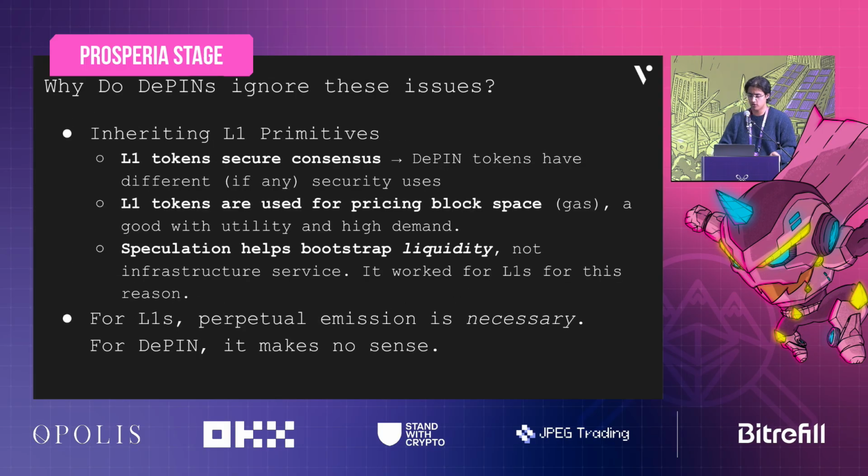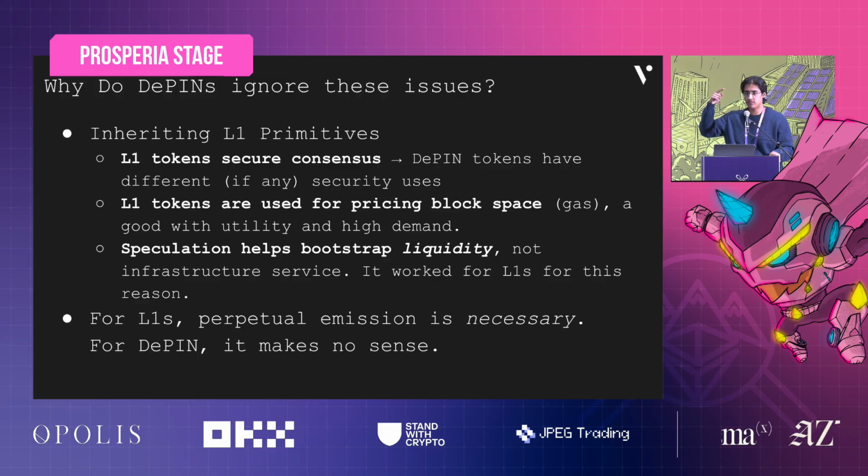So why do DePINs ignore these issues? I think it's because we inherit these L1 primitives, right? L1 tokens secure consensus. They're used for pricing block space, which has a lot of demand, and the utility is directly related to the token or consensus. And I think speculation, which was the flywheel effect that helped bootstrap these L1s, was great for bootstrapping liquidity. It doesn't do anything for infrastructure service, right? It just creates this other speculative bubble that doesn't have anything to do with the usage of your infrastructure or any revenues, right? So perpetual emissions make sense for L1s, but for DePIN, it doesn't really make much sense.